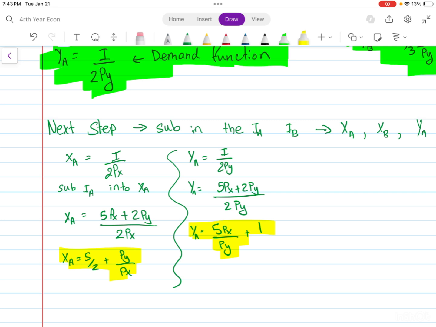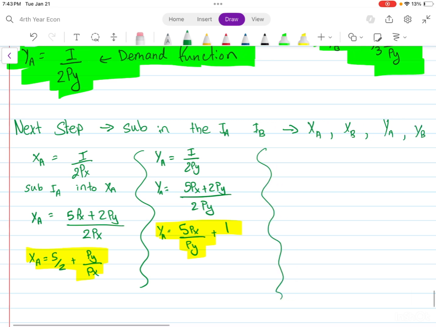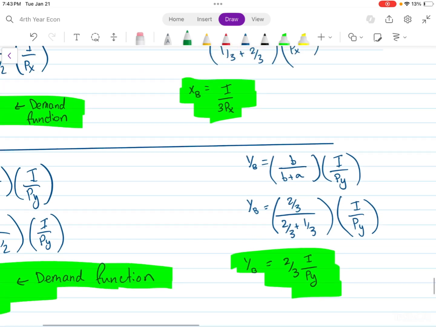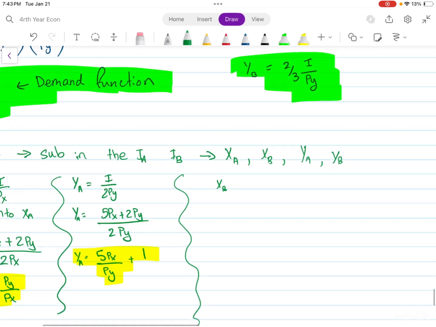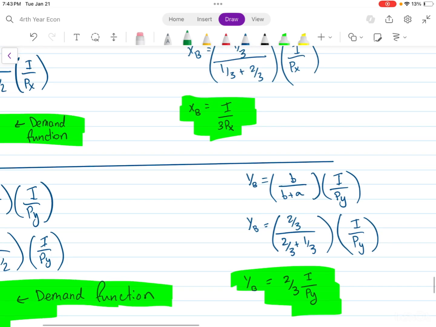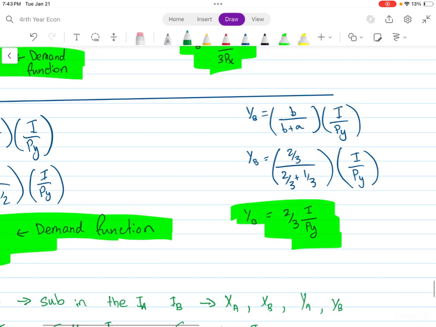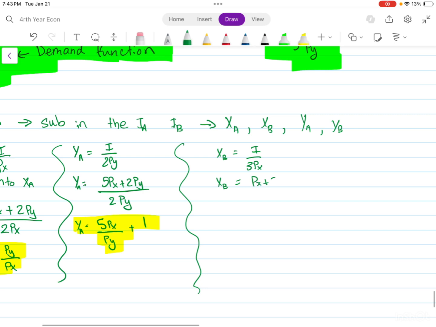And now we want to do the same thing for Billy. So you know that the x term for Billy is equal to I over 3px. And we want to sub in Billy's budget constraint now, which we figured out also right here, to be px plus 3py, over 3px, and we get 1/3 plus py over px.